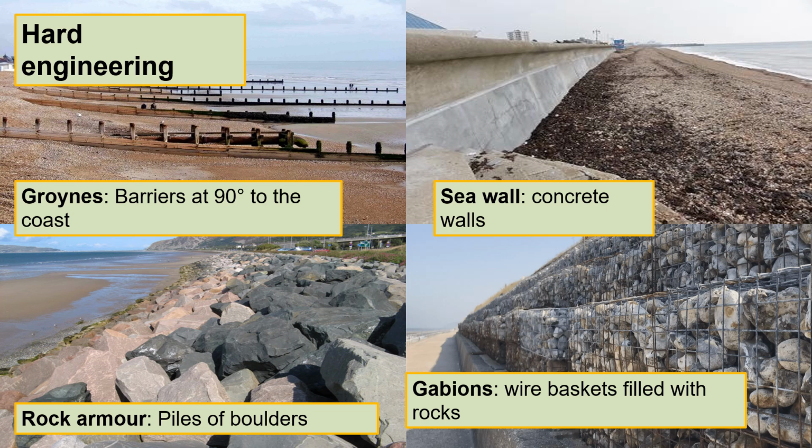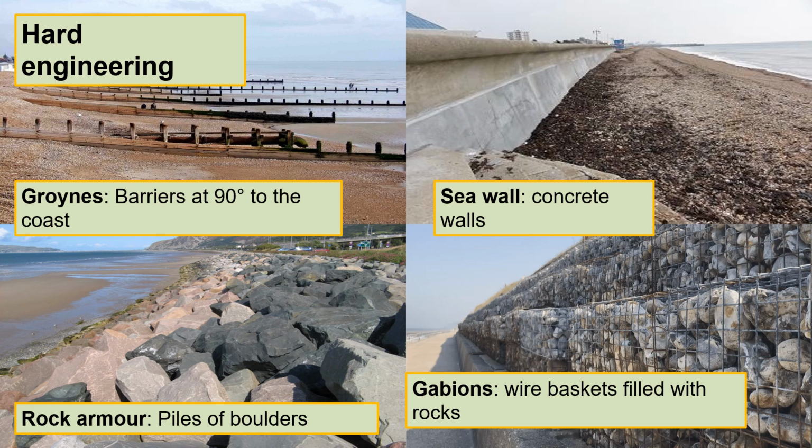And finally, a negative of the gabions is where they are made of wire. The metal wire can rust regularly, which means they are very expensive as they need to be repaired and maintained, which means the council will have less money for other resources like schools and hospitals.